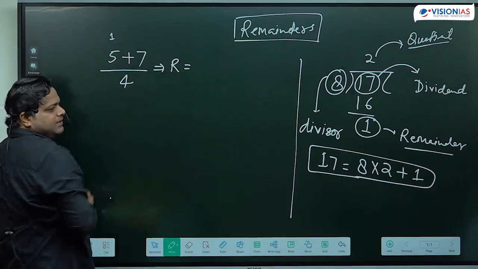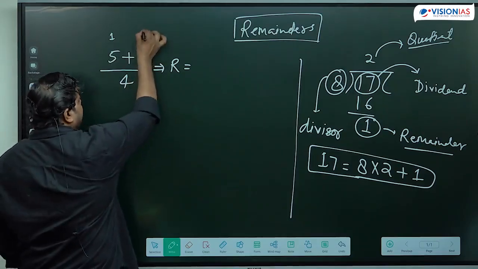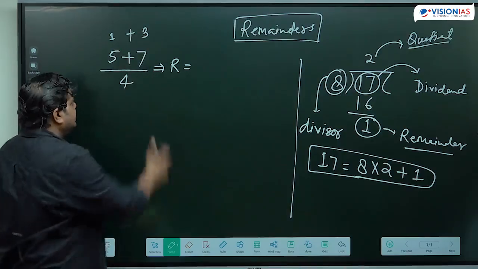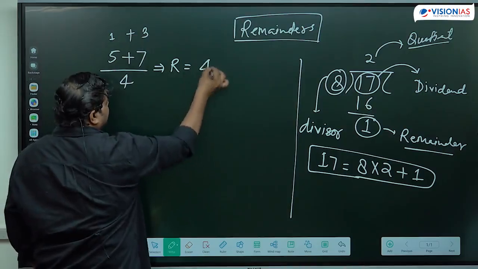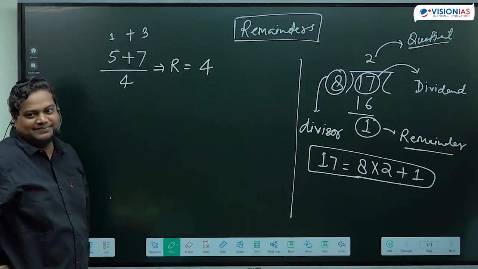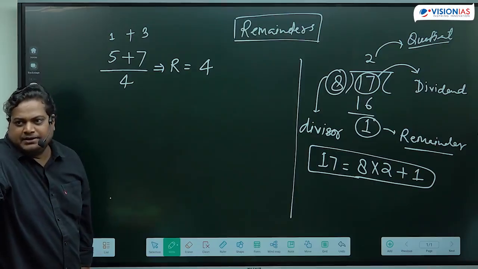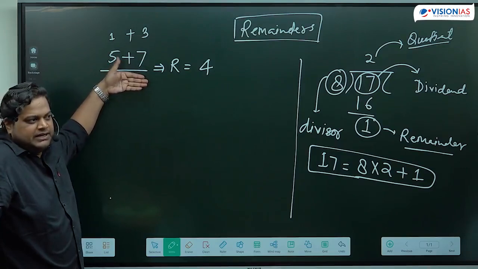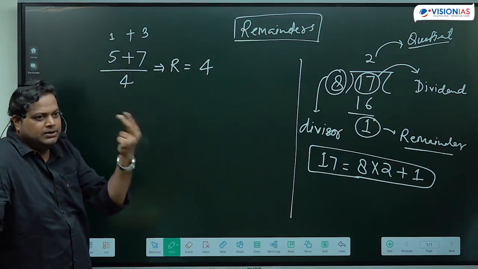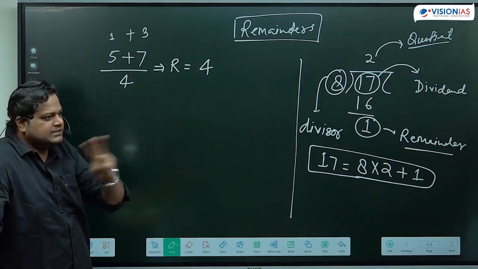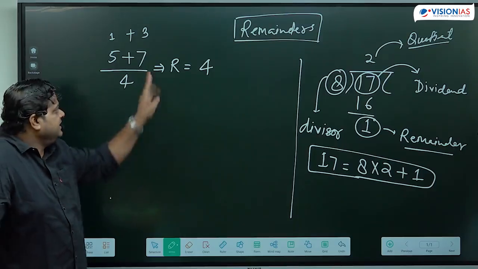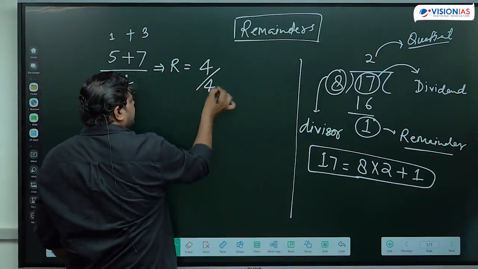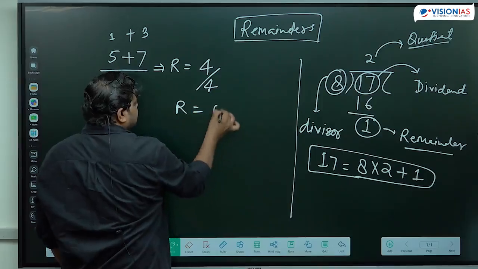7 को if I divide by 4, what remainder are we getting? 3. So the final remainder will be this way: 3 plus 1, 4. But 4 cannot be a remainder. Any number को if we divide by 4, we can get remainder as 1, 2 or 3. इसके अलावा तो कोई possibility नहीं है. But here if we are getting 4, तो 4 को again will divide by 4. The final remainder will be 0.